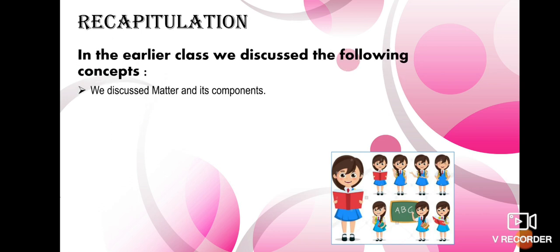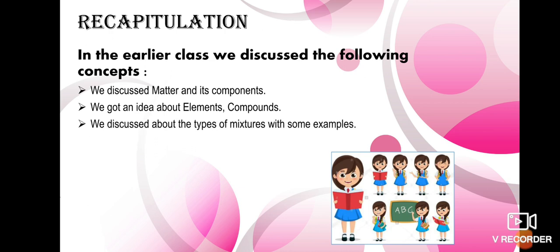Okay, students, we discussed matter and its components. What components are present in matter? We discussed this with a flowchart. Do you remember? Next, we got an idea about elements and compounds, taking examples like gold, iron, water, salt. We also discussed the types of mixtures with some examples.